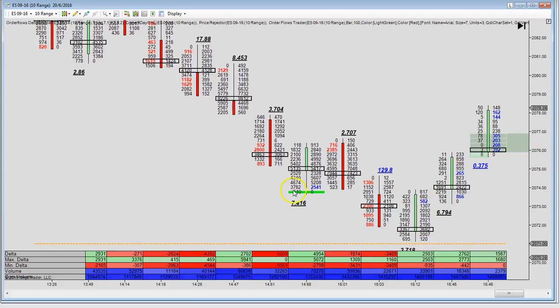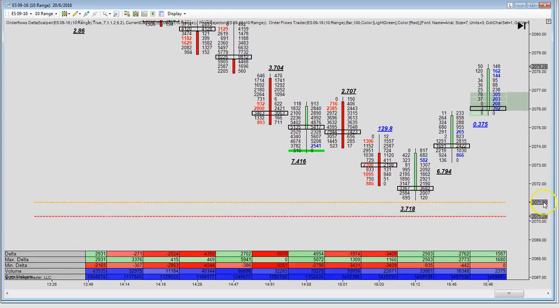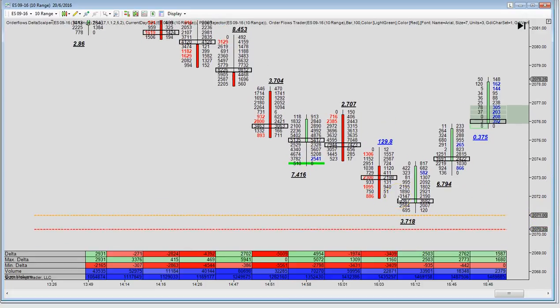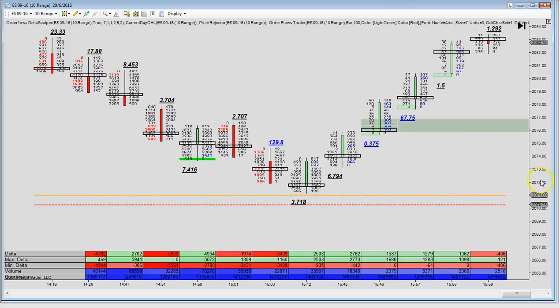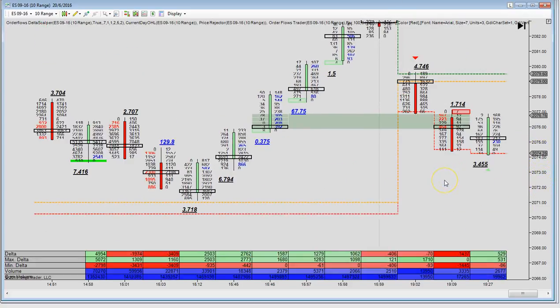Came down into the cash close time. We didn't get down to our low. There was a price rejector signal here, but I'm still short. I want to ride this as long as I can, but the market started rallying back up. Okay, now I'm kicking myself for not getting out there, but still, I'm still in the money.